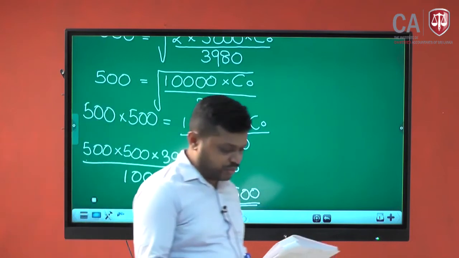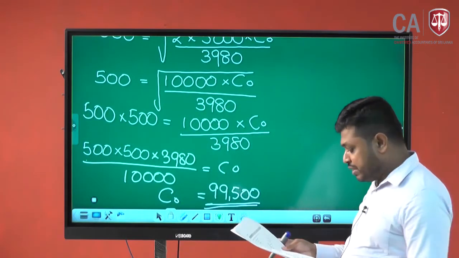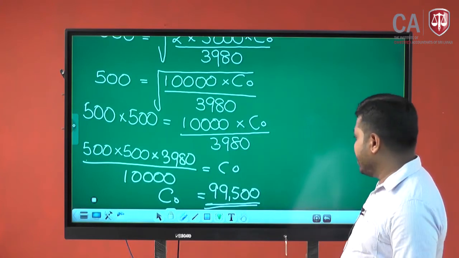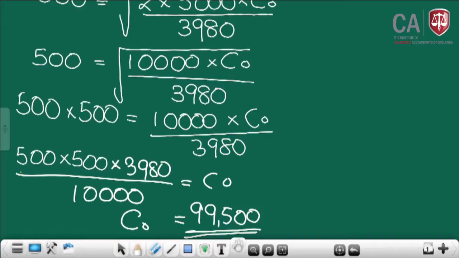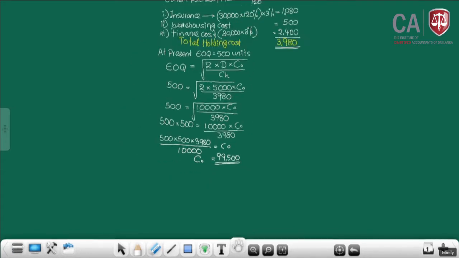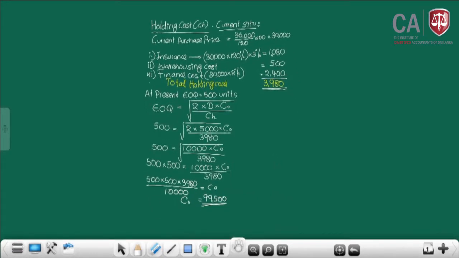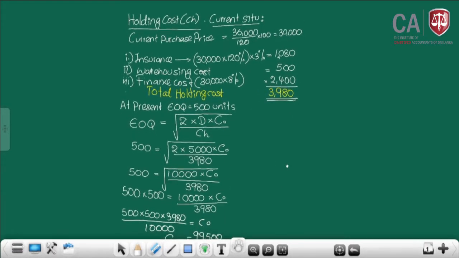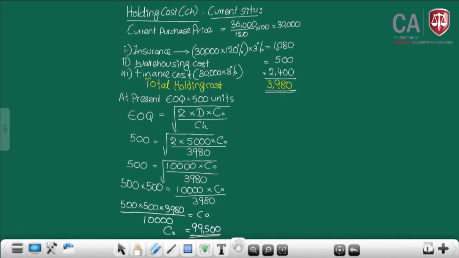This is the present scenario. Economic order quantity is 500. With the present scenario, you have now calculated the value. Hope it is clear: 99,500 is the cost of ordering. Now you want to see the next year's economic order quantity. Next year the purchase price, currently 30,000, will go up by 20%, that is 36,000. Therefore, you need to calculate next year's economic order quantity.